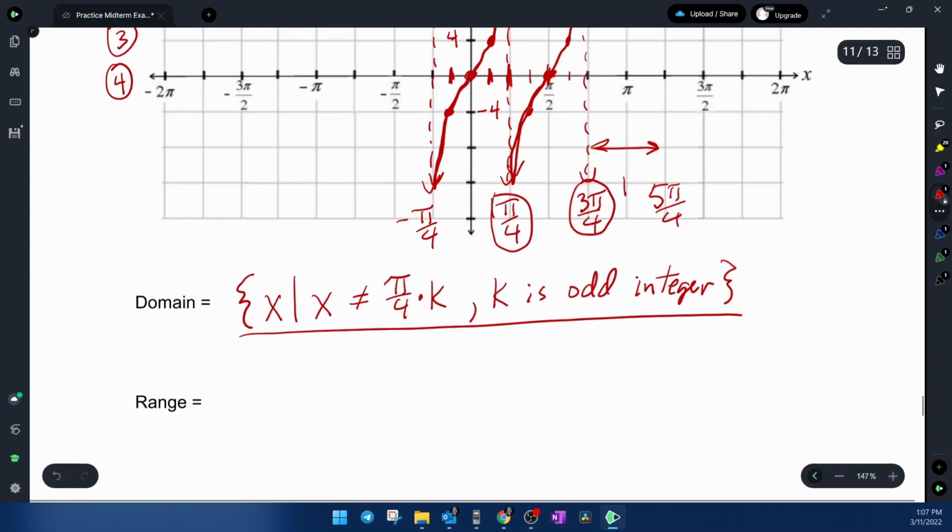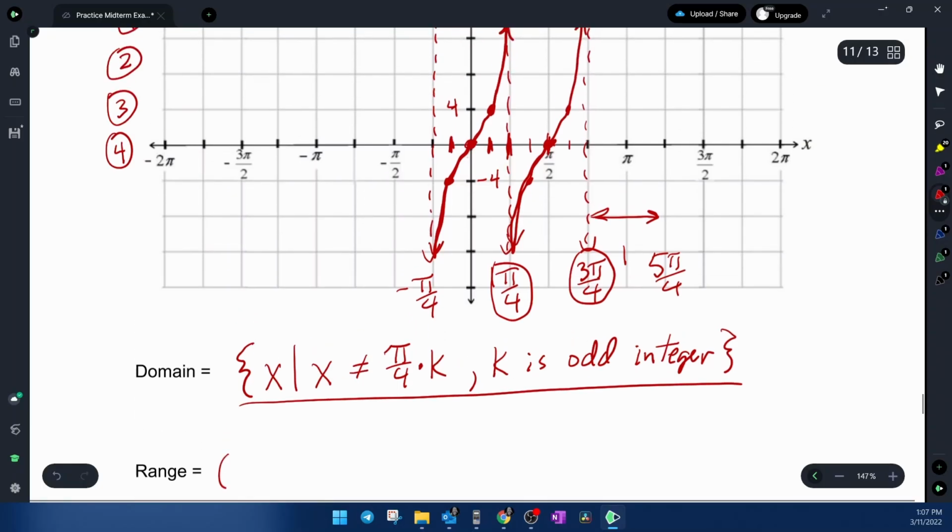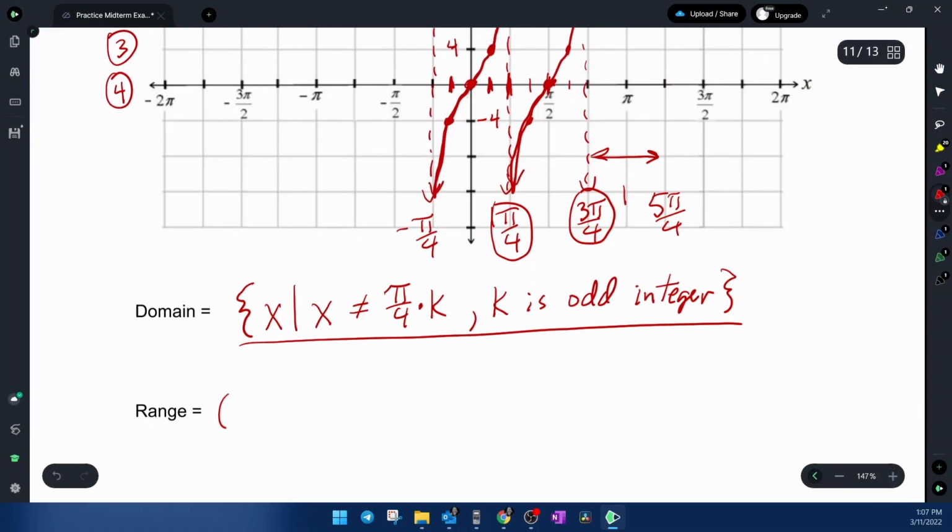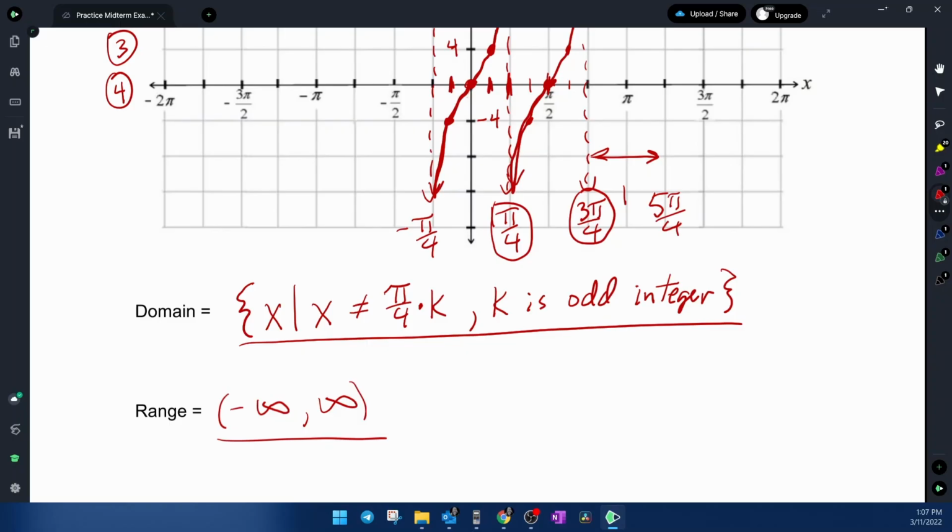The range is super easy because our curves are unbroken. The curves do not have any point of discontinuity going from bottom to top, and so the range would be minus infinity to infinity. That is all real numbers in interval notation.